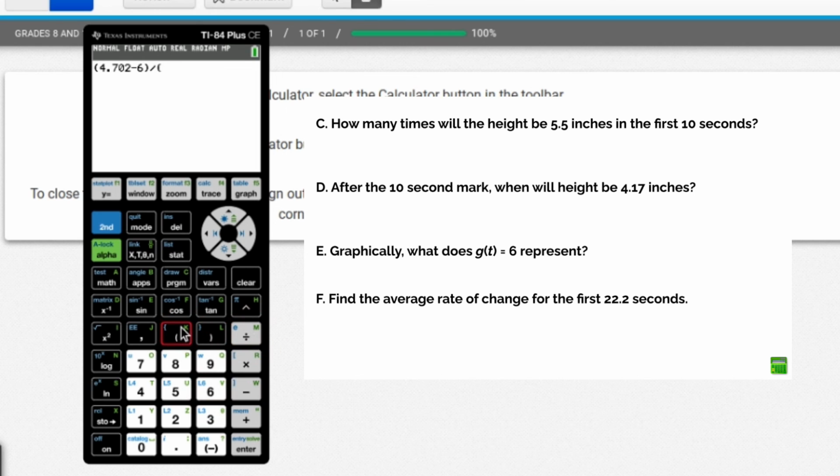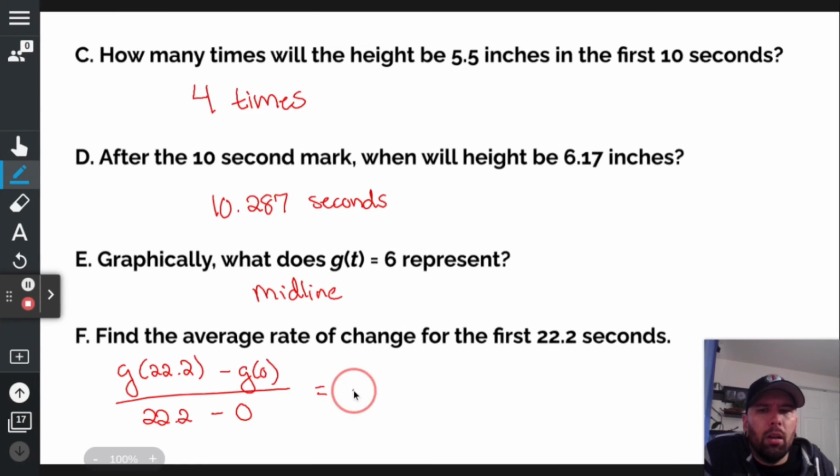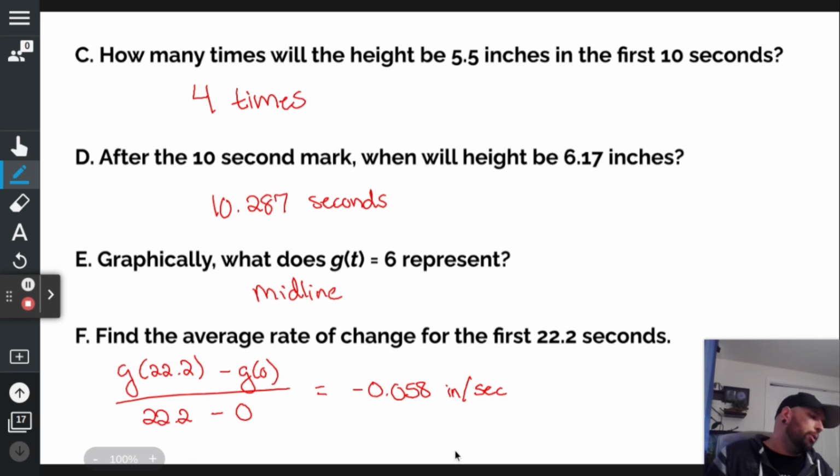Divide that by 22.2 minus 0, so just 22.2. Negative 0.058, blah, blah. So we'll say negative 0.058, and that's it. And what are we dealing with? Inches per second is our rate.